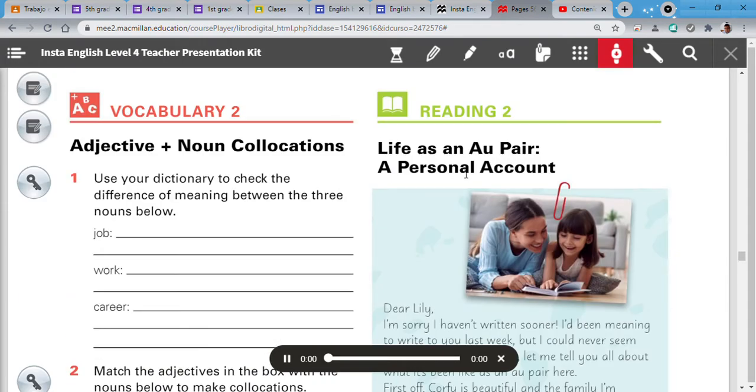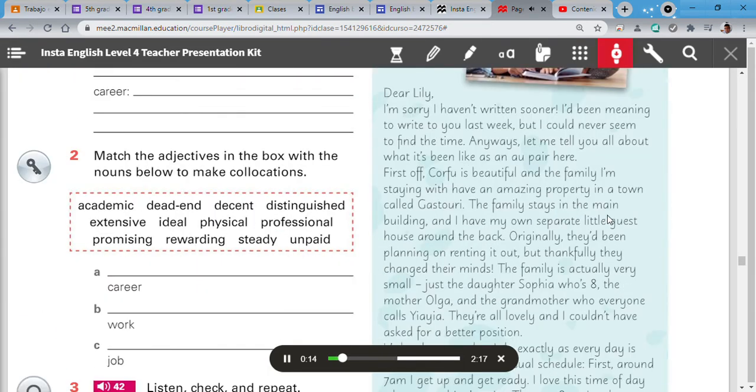Remember, life as an au pair, a personal account. Unit 4, Track 43, Activity 2. Life as an au pair, a personal account. Dear Lily, I'm sorry I haven't written sooner. I'd been meaning to write to you last week, but I could never seem to find the time. Anyways, let me tell you all about what it's been like as an au pair here. First off, Corfu is beautiful, and the family I'm staying with have an amazing property in a town called Gustori. The family stays in the main building, and I have my own separate little guest house around the back. Originally, they'd been planning on renting it out, but thankfully they changed their minds. The family is actually very small. Just the daughter Sophia, who's 8, the mother Olga, and the grandmother, who everyone calls Yaya. They're all lovely, and I couldn't have asked for a better position.